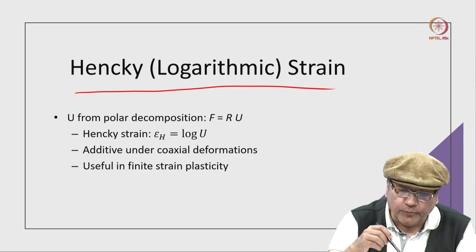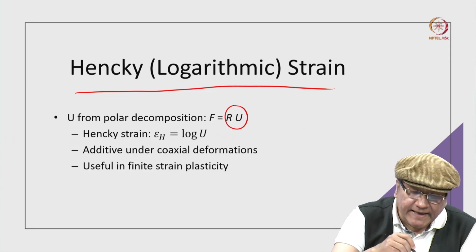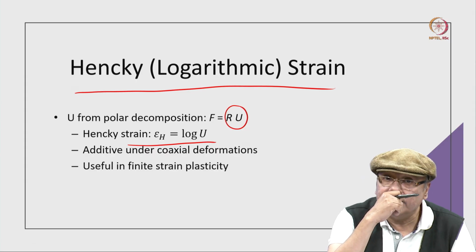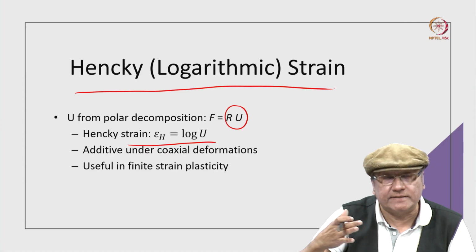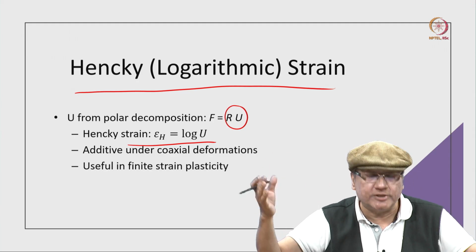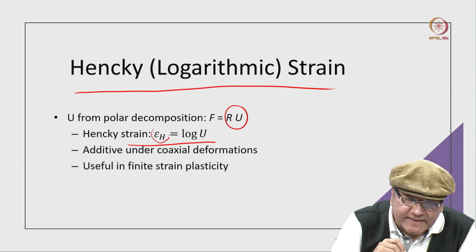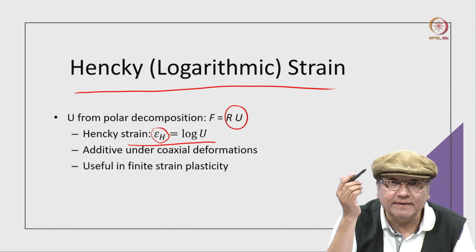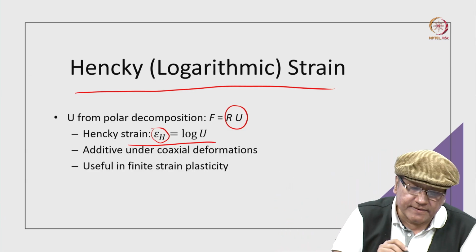So, basically from polar decomposition we know that F equals RU, U is the right stretch, and the Hencky strain is nothing but log of U, right. The advantage of this is that under incremental analysis of the overall displaced deformation, what actually happens is these Hencky strains get added. I will explain this in a later lecture properly. It gets just incrementally added, right. So, that is a great advantage.